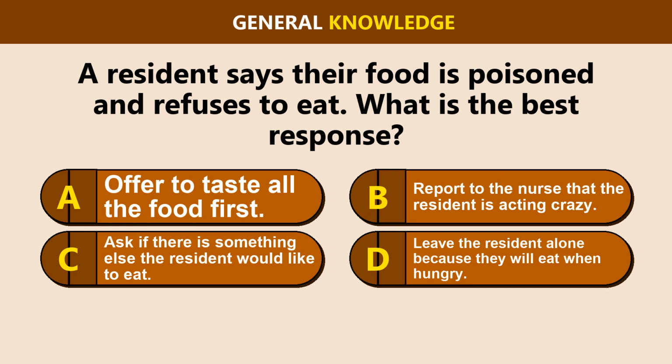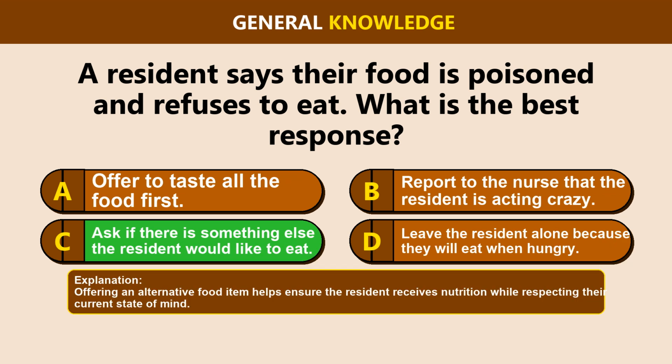Question 3. A resident says their food is poisoned and refuses to eat. What is the best response? Option A. Offer to taste all the food first. Option B. Report to the nurse that the resident is acting crazy. Option C. Ask if there is something else the resident would like to eat. Option D. Leave the resident alone because they will eat when hungry. The correct answer is option C. Ask if there is something else the resident would like to eat. Offering an alternative food item helps ensure the resident receives nutrition while respecting their current state of mind.